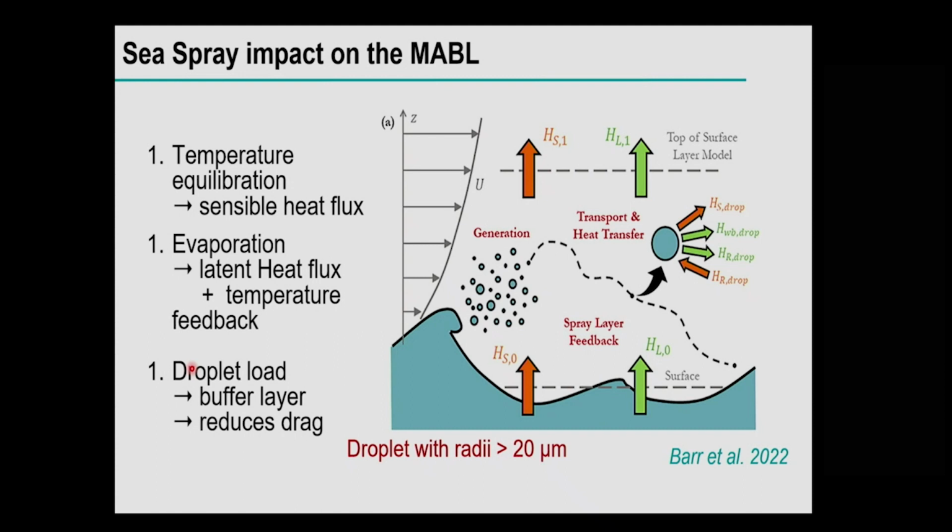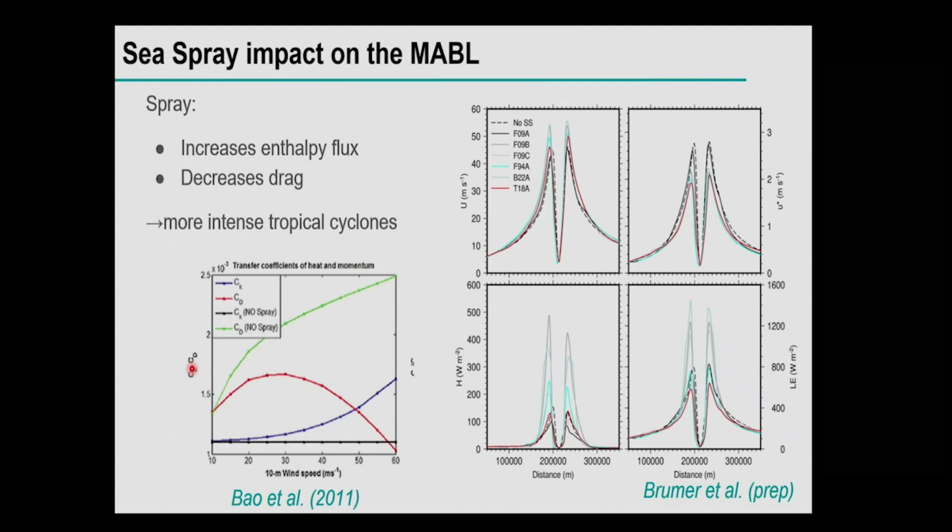Then you can also think that the droplet loading in the lower atmosphere creates a buffer zone, so the winds above don't feel the stress from the waves anymore, the drag from the wave. And so it could reduce the drag coefficient through that. And it can also have a huge implication on the stability. Just to quickly illustrate this, I took some results from this paper by Bao et al.